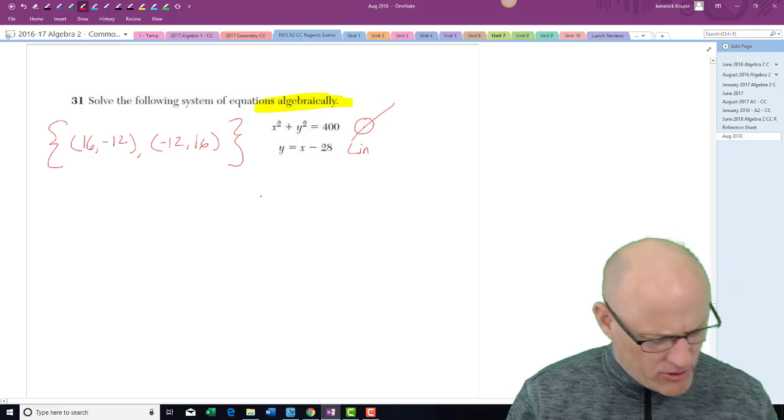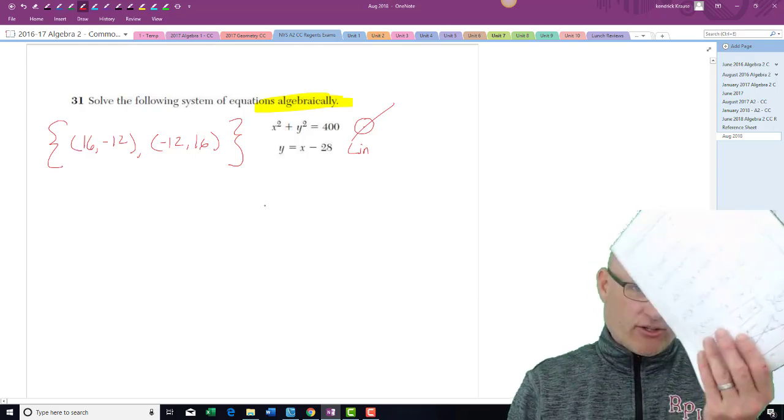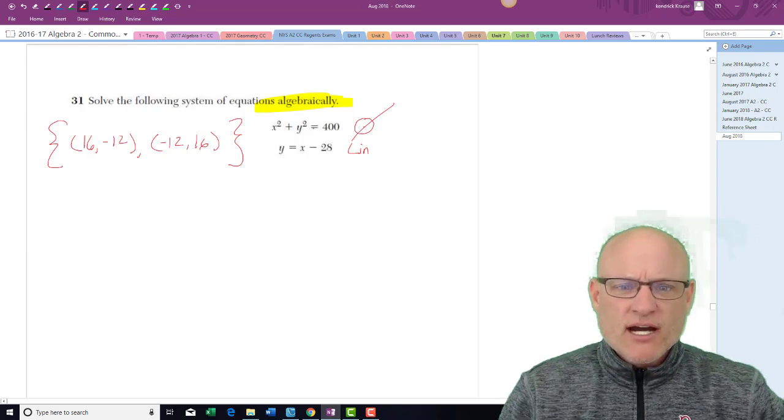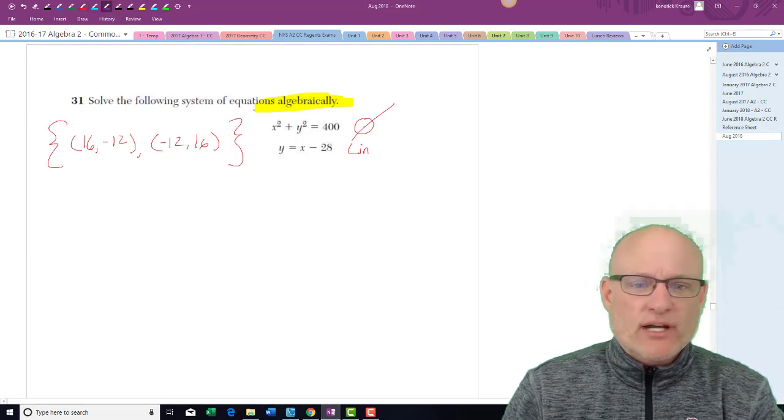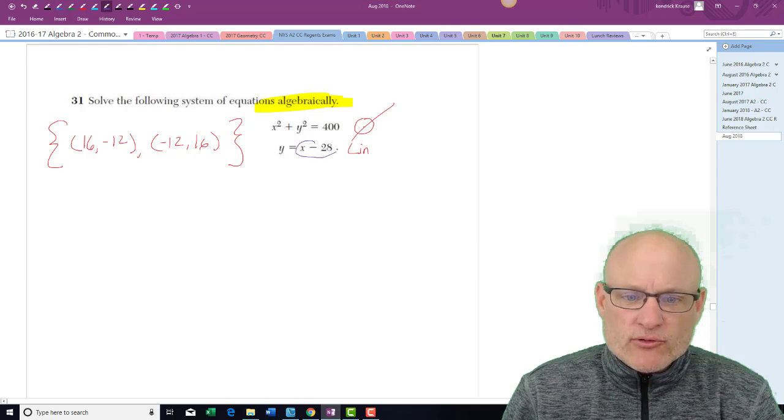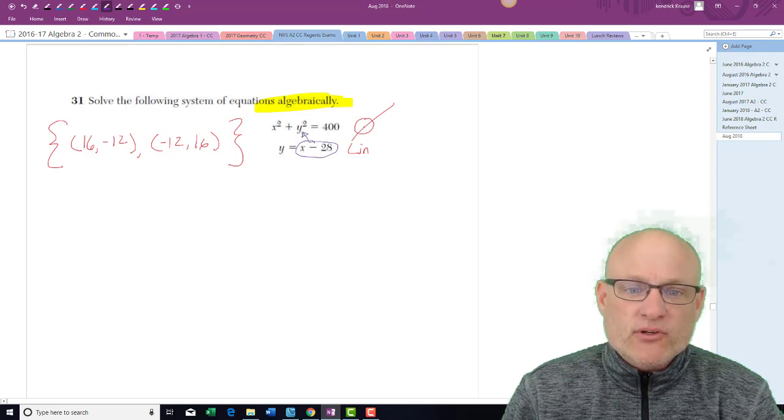How can this problem be only worth 2 points? Look at how much work I got to do. That's crazy. All right, here's how it works. It's not difficult, though. You guys can handle this. What we're going to do is a little substitution. We're going to take this, and we're going to substitute this in for y.